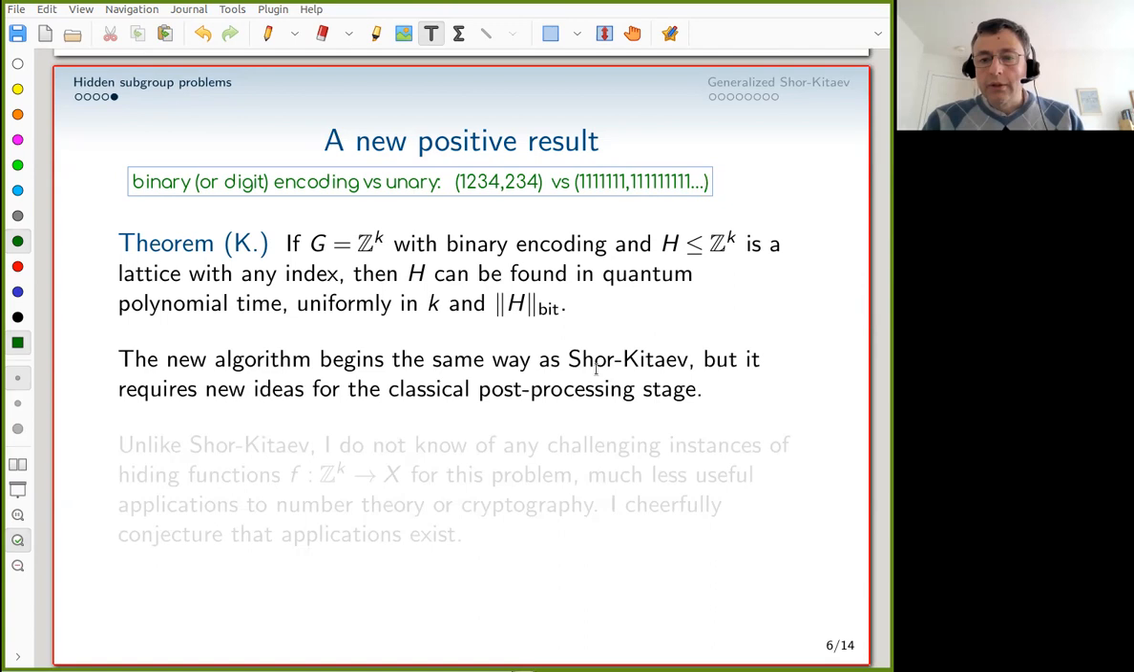When I say uniformly in K, does it mean that the polynomial time algorithm depends on the full group G? Well, look, the algorithm is given the dimension of the lattice that you're working in. You're given K, you're given a hiding function. And then the question is polynomial time how? Polynomial time separately for each dimension K, or polynomial time for all dimensions together, okay?